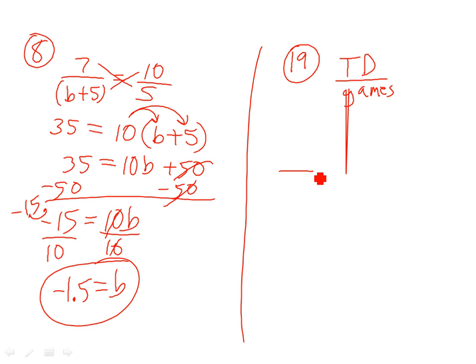So all we're going to do is do a ratio. We don't have to set up a proportion or anything else on this one. How many touchdowns did this tight end score? 6. How many games? 14. That's our ratio. There's only one problem with it. What do you got to do to it? Reduce it.